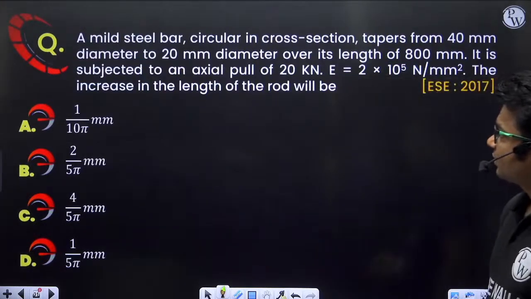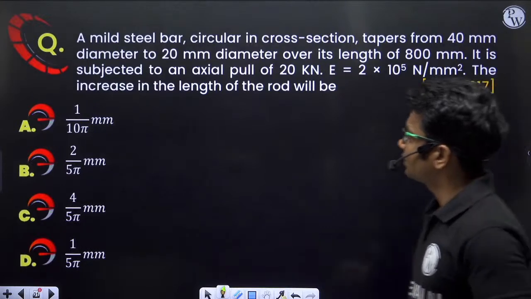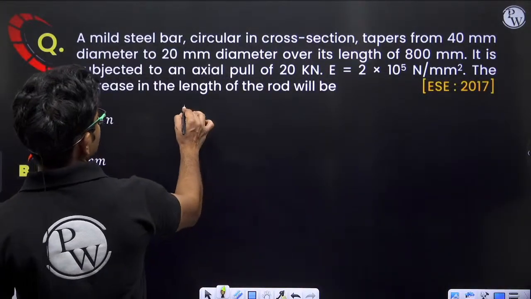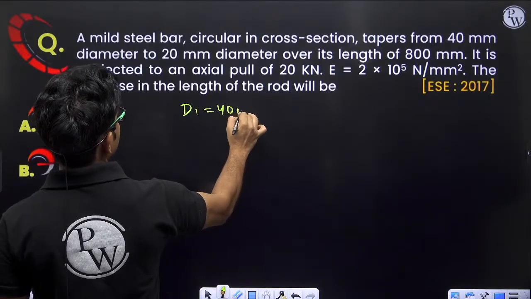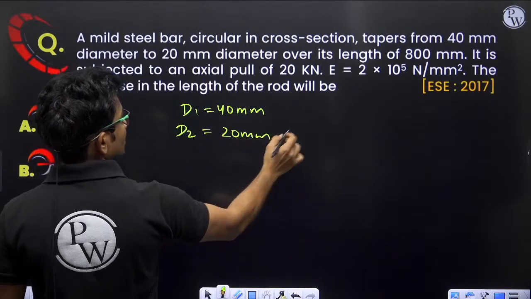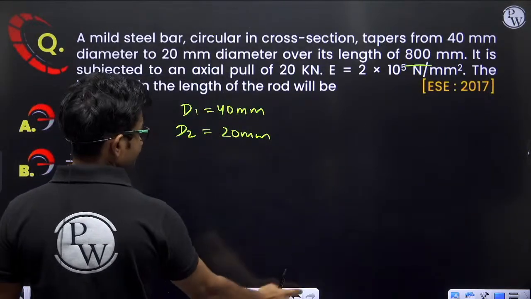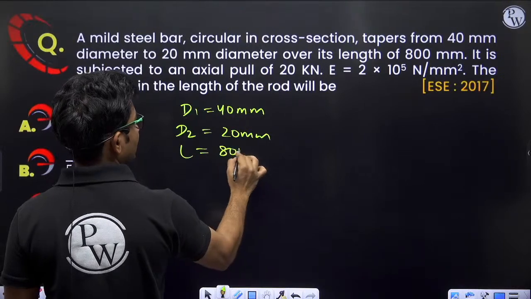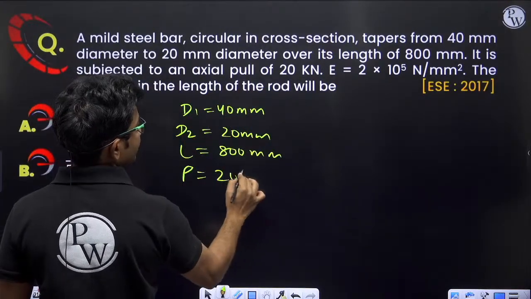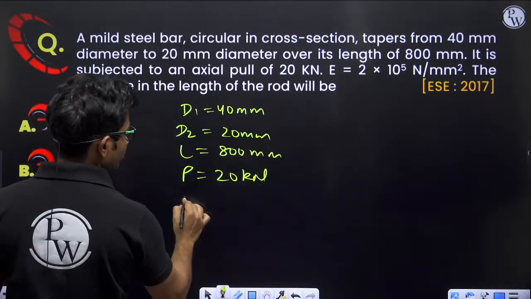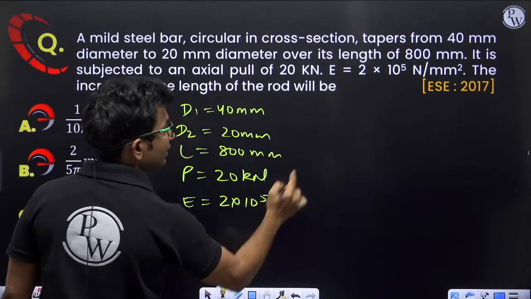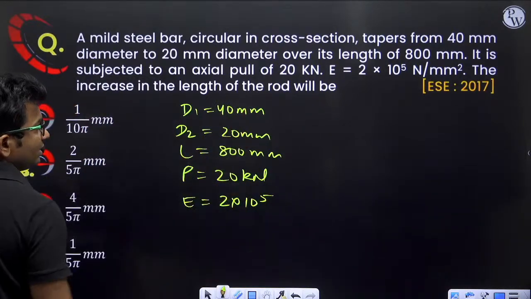Next, a mild steel bar, circular in cross section, tapers from 40 mm. So D1 is equal to 40 mm, D2 is equal to 20 mm, length is 800 mm. It is subjected to an axial pull of 20 kilonewton. Young's modulus is 2 into 10 to the power 5 Newton per mm square. Find the increase in the length of the rod.